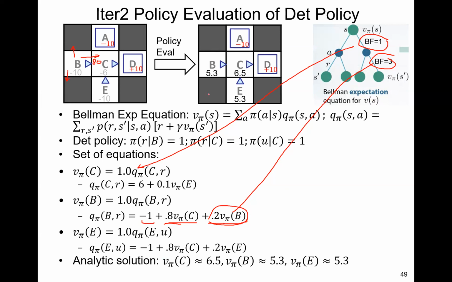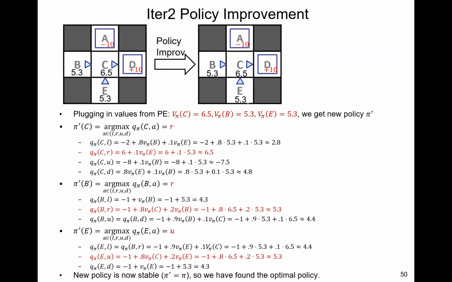So now you solve for the new value functions, you get these numbers for the new value functions. And then you do another round of policy improvement. And take argmax, you have the policies same as the previous one. So now the policy is stable, so we have found the optimal policy.